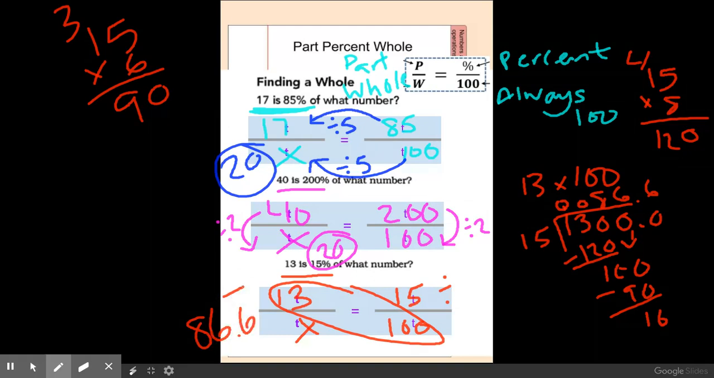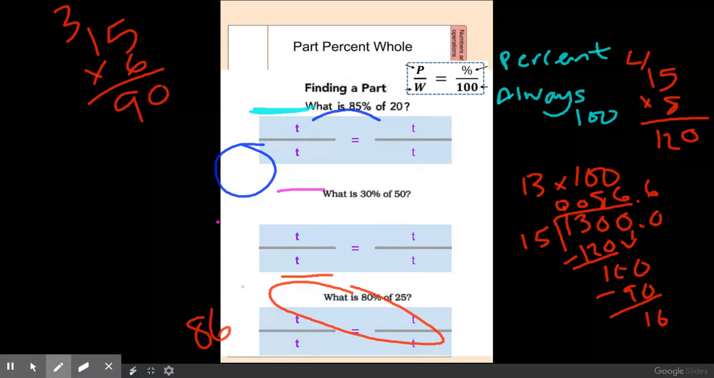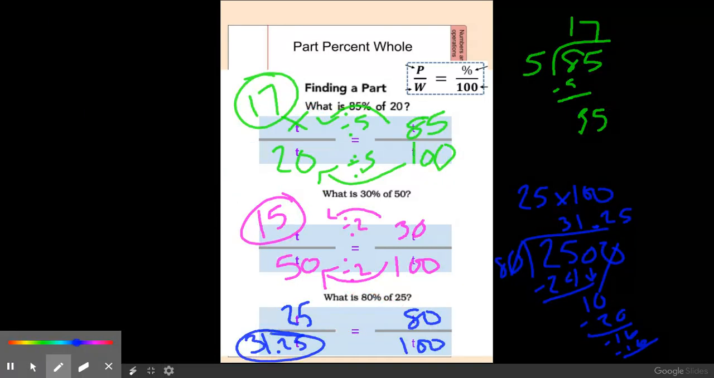All right, you guys are going to go on to the next slide, and you are going to try these on your own. So pause the video, try them on your own, and then come back and check your answers. All right, check your answers here. If it says of a number, that means it is your whole. So it should be on the bottom. So check your answers and then go do your assignment in Schoology.